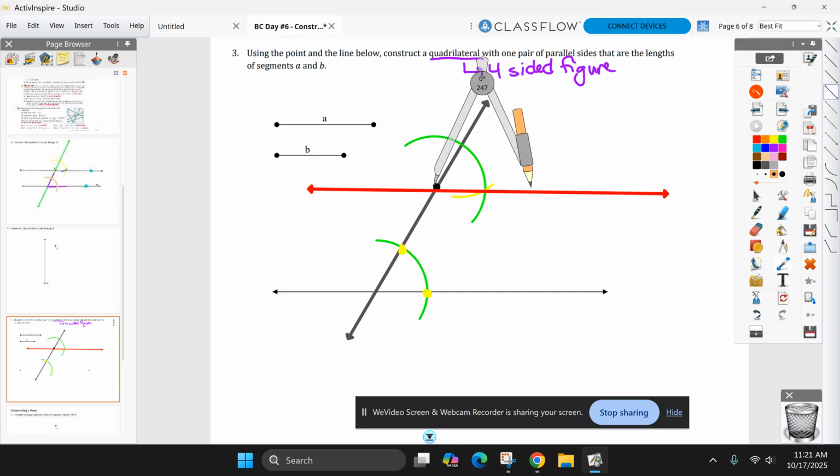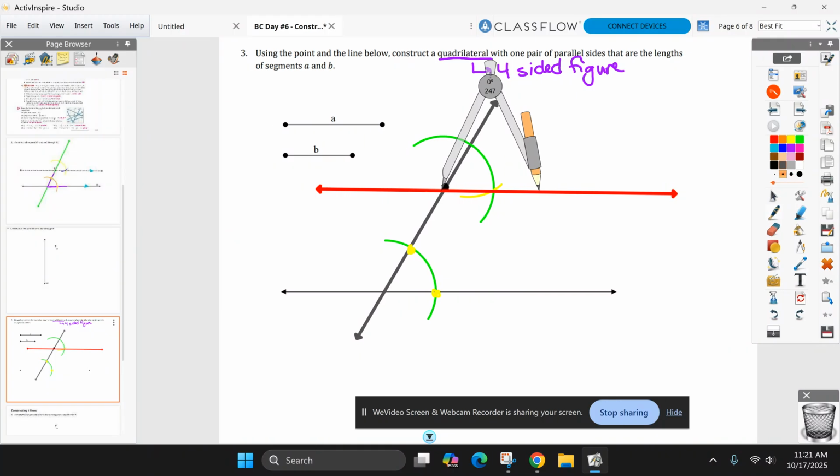Let's put our compass on where one of the transversals intersected the parallel lines. And let's make a little arc mark right there. And here is side A. There's side A. Hey, we could have also put it down below here too. That would have been fine.